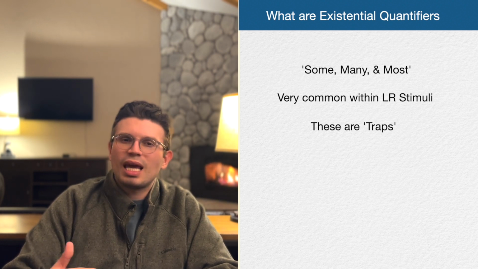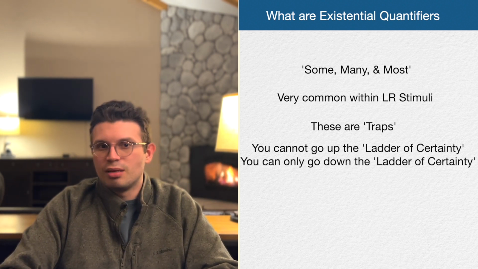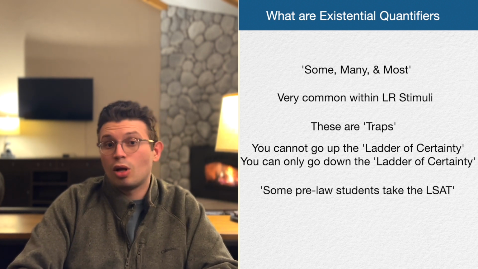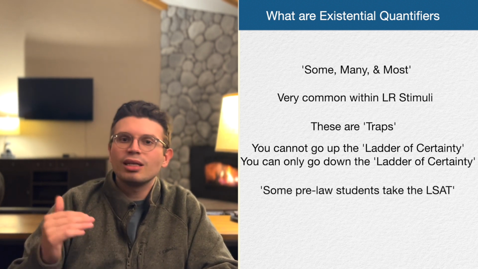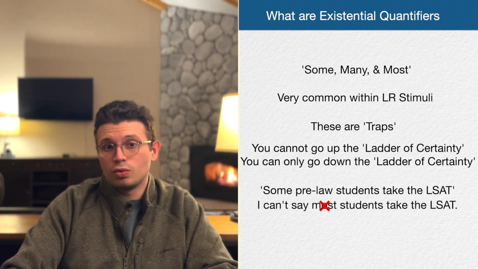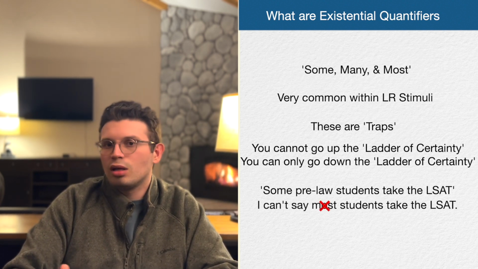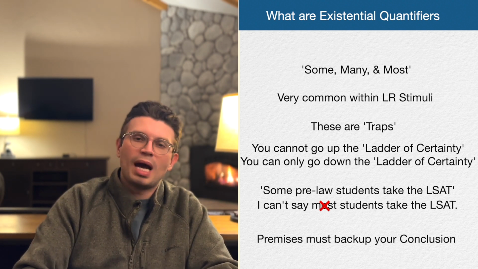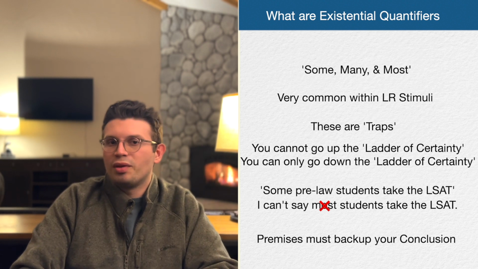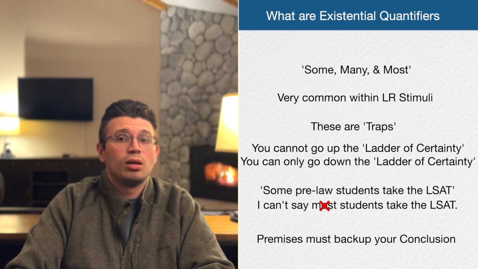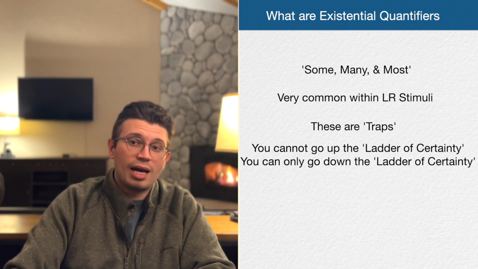And the reason is we can't go up our ladder of certainty. Okay? For example, if I have evidence saying some pre-law students take the LSAT, I can't go up a rung on my ladder and say with certainty that most law school students take the LSAT, no matter how logical that may be. Okay? Why? Because your premises need to back up your conclusion. If you only have evidence for some, then you don't have enough evidence to conclude most. Okay? So we can't go up our ladder of certainty.